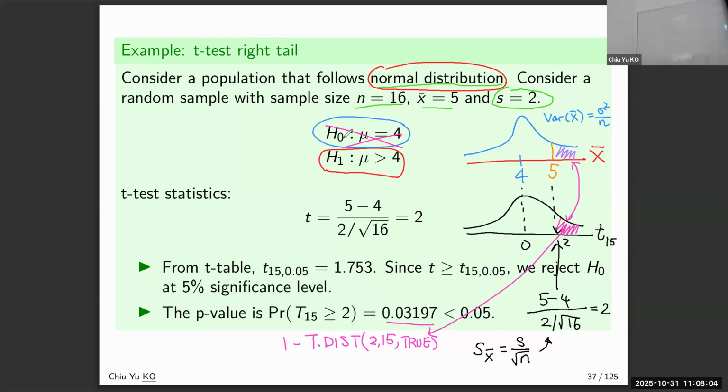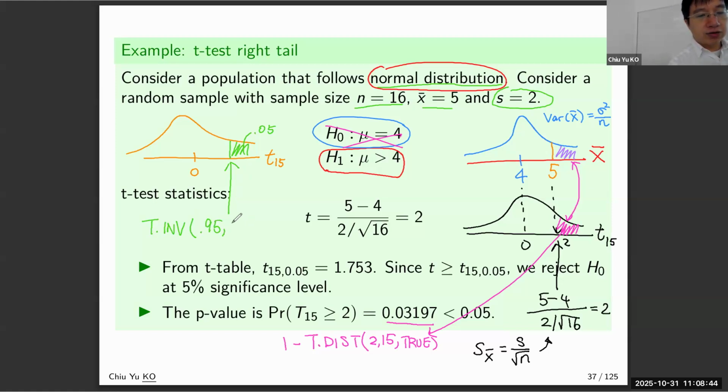Is that okay? So of course, this is a p-value method. If you want, you can do the critical value method, which again, T15, 0 is here. You want to find what is 5% here. And how to do that will be T inverse, because the right-hand side is 5%, the left-hand side is 95%.